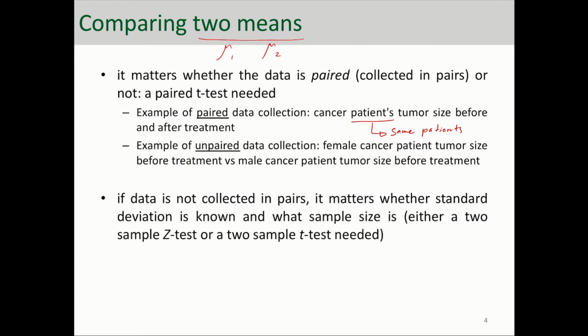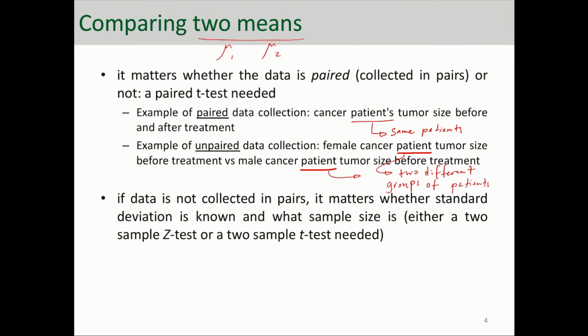But unpaired data is when the subjects that you collected data from are two different populations, essentially. Female patient tumor size before treatment versus male cancer patient tumor size before treatment. So in this case, these patients and these patients are two different groups of people. And that makes it unpaired. So that's an unpaired data.